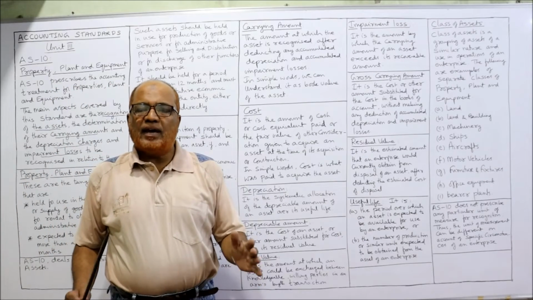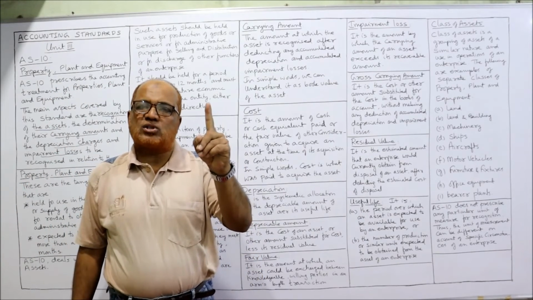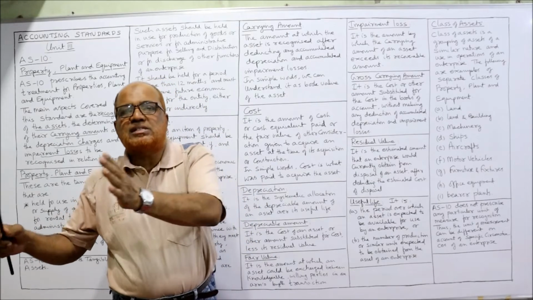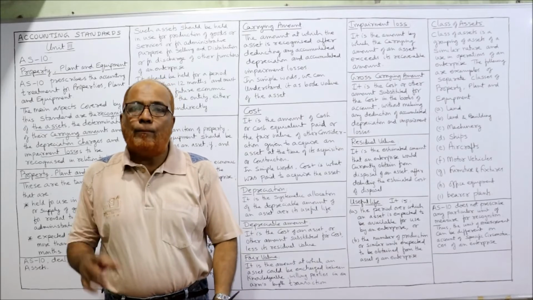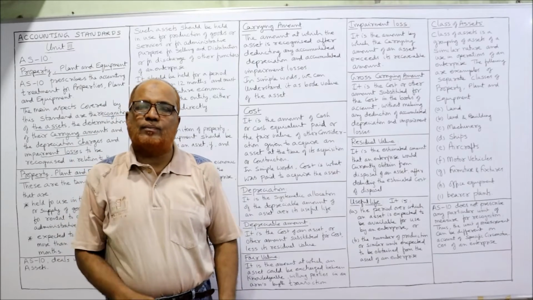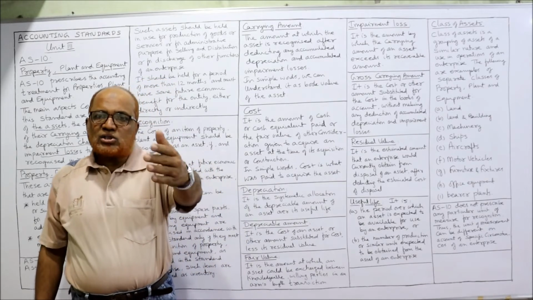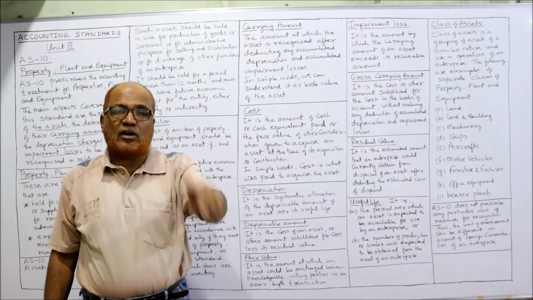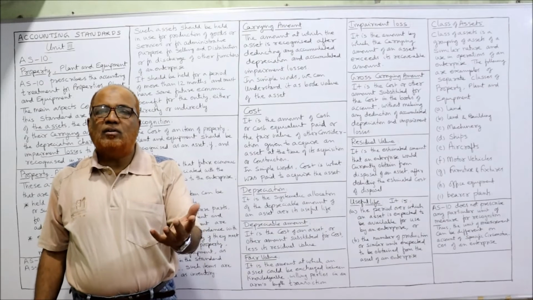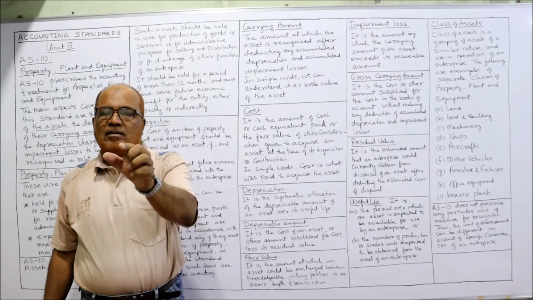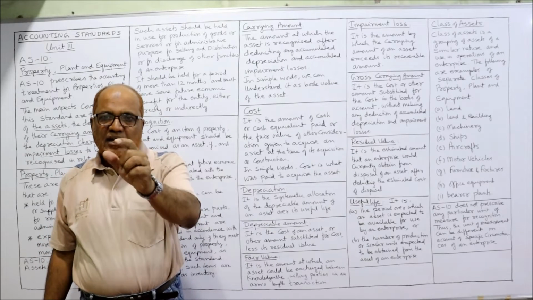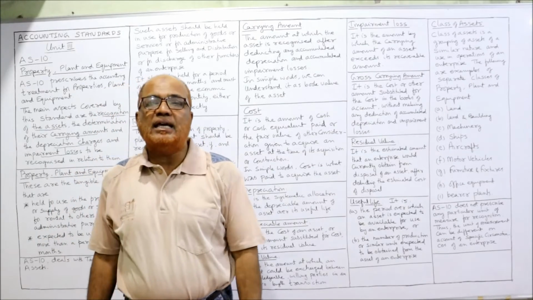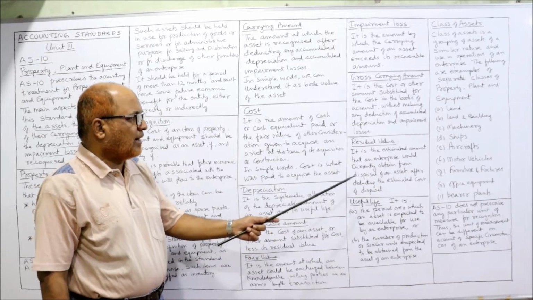Suppose we assume that 1 lakh rupees is the cost of the machine, life 10 years. After 10 years, we can sell the asset for 10,000, but we have to incur a cost of 1,000. We have to incur a cost of 1,000, then only we can sell it at 10,000 at the end of its economic life. So residual value means 10,000 is the amount we can get, and 1,000 rupees we have to spend. So 10,000 minus 1,000, 9,000 is the residual value.